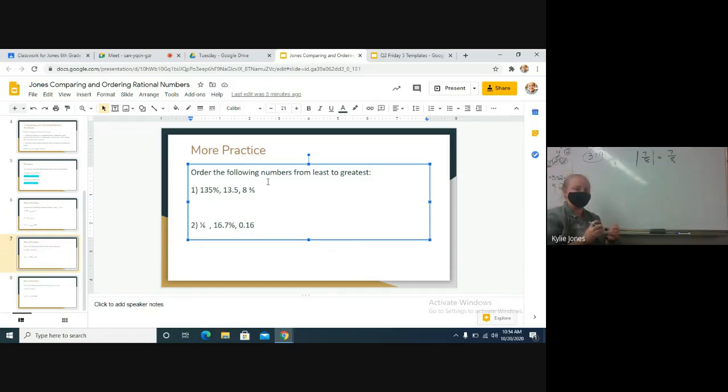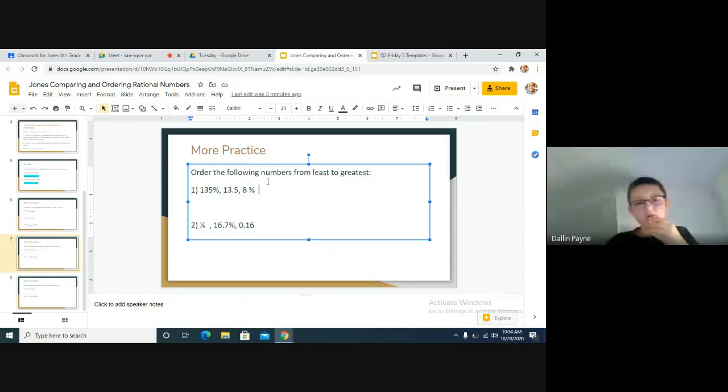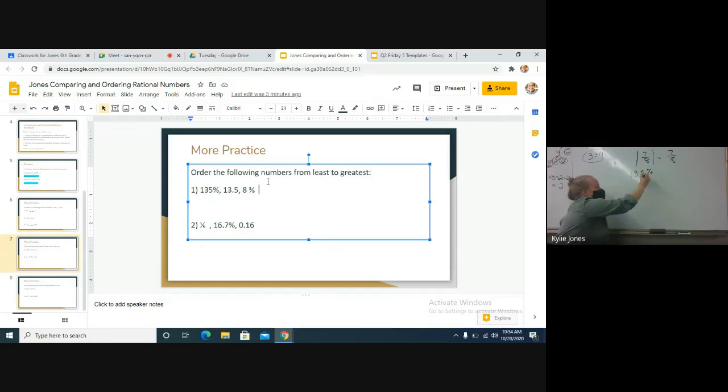Okay, good. Did somebody get 135% and change it to a decimal? Wouldn't it be like 1.35? Good. You take your decimal at the end and move it twice back, and you get 1.35. Good. 13 5/10 is already a decimal. You can leave it there. 13.5. But now we need to take 8 3/5 and change that to a decimal.